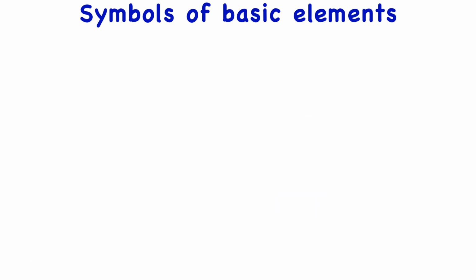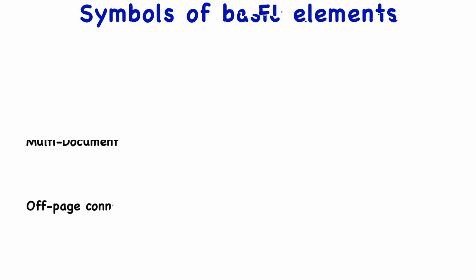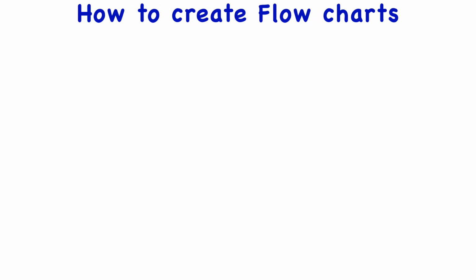There are three additional symbols that can be used to enhance the details of the flowchart, like document or multi-document. These represent a specific type of output from a process where a physical document or an electronic document needs to be created. Off-page connector. This is used when a flowchart is so big that it has to be split in sections to provide enough detail. How do we create flowcharts?